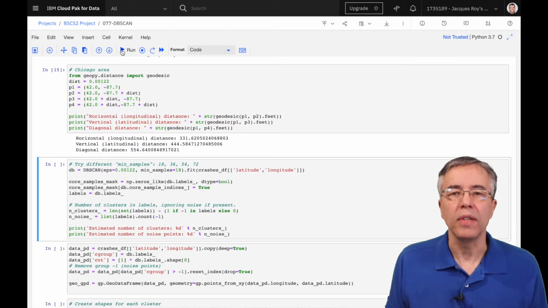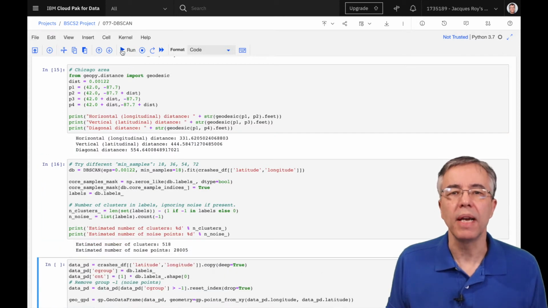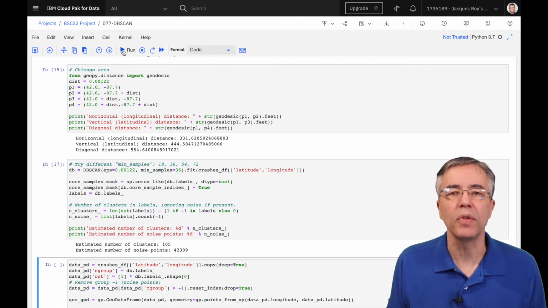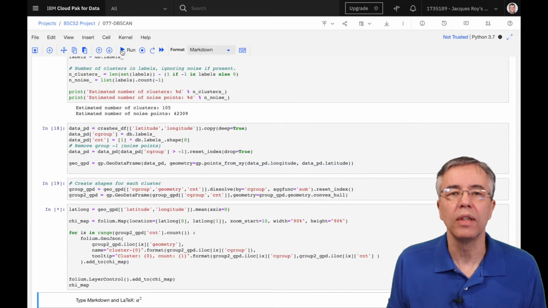We use the new distance and keep the same number of density samples. We end up with 518 clusters and 28,005 noise points. This means we removed 58% of the accidents to get to our clusters. Since we increased the distance by a factor of 8, should we increase the min samples by the same factor? By doubling to 36, we reduce the number of clusters to 105, and the noise points now represent 87% of the dataset. Let's take a look at a visualization of the result.